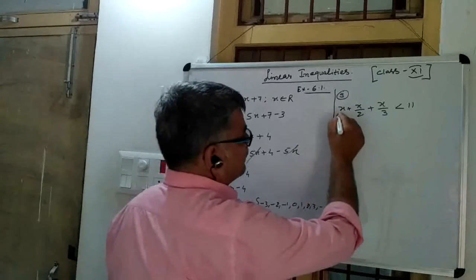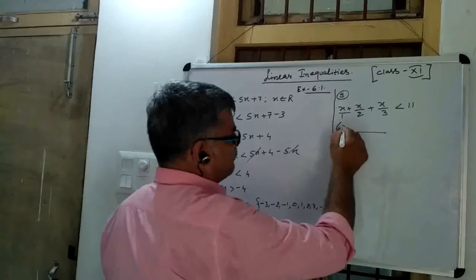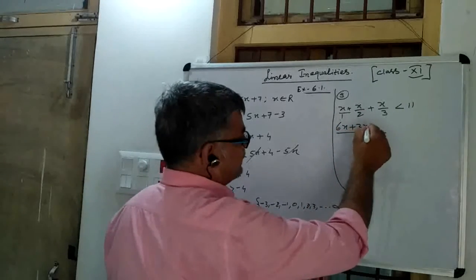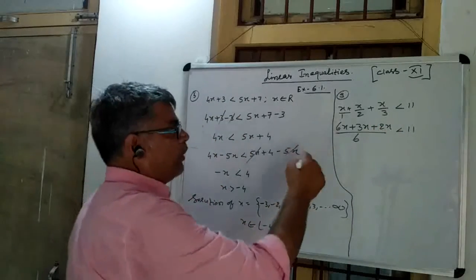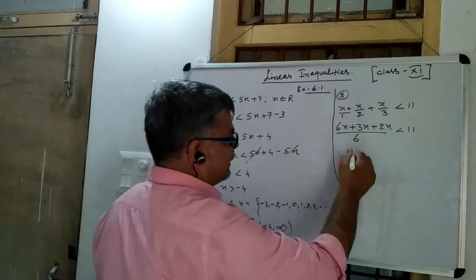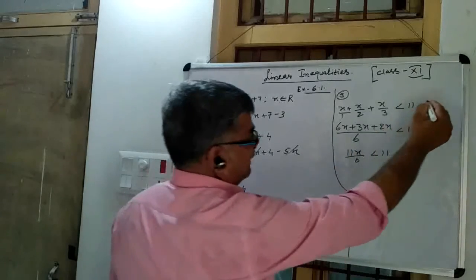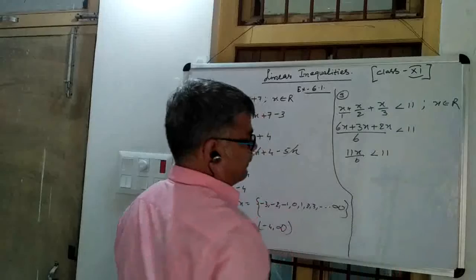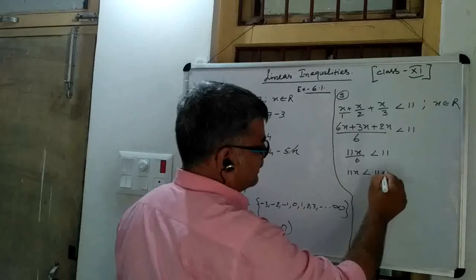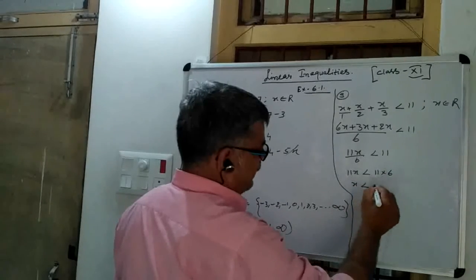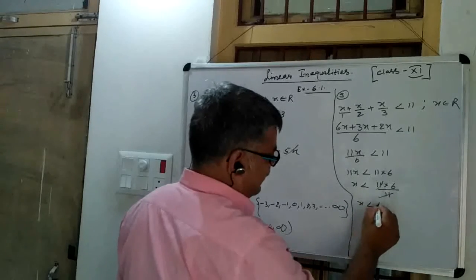Now take the LCM. Suppose its denominator is 1. So its LCM will be 6. Now it will become 6x plus 3x plus 2x is less than 11. Now adding all together, 6 plus 3, 9 plus 2, 11x by 6 is less than 11. And here the condition is also x belongs to real numbers. Now 11x is less than 11 into 6. That is x is less than 11 into 6 by 11. So 11 and 11 will get cancelled. X is less than 6.